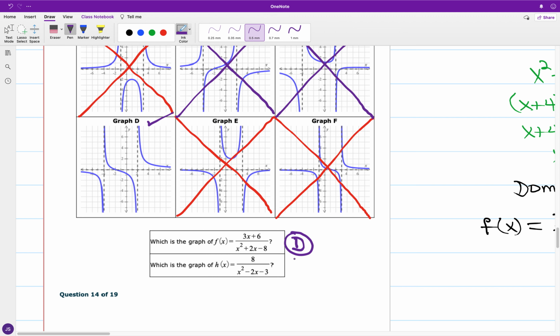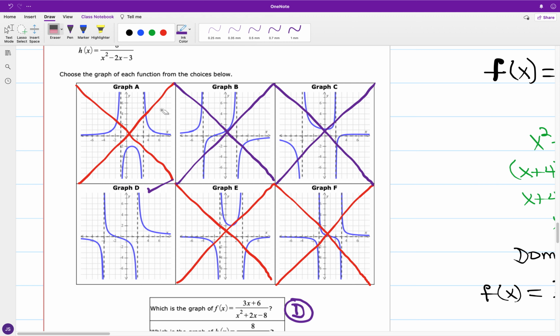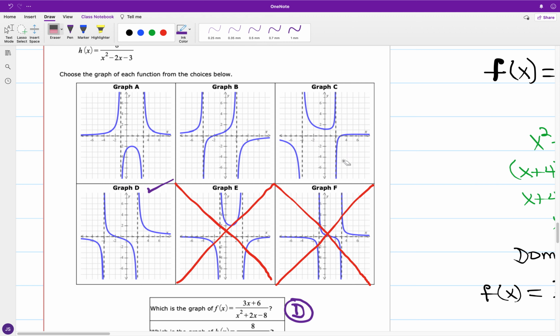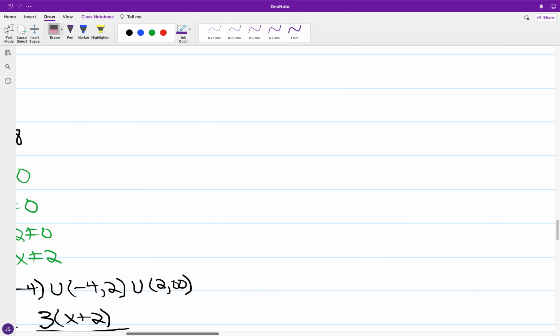Now, in the case of h of x, here we have 8 over x squared minus 2x minus 3. And we'll hit the reset button here. So with h of x, you have 8 over x squared minus 2x minus 3.